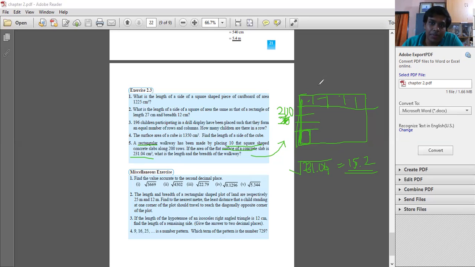200, and on the other side there will be 10 of those slabs, right? This side will have 200, this side will have 10. That's how the rectangle is made. So 200 into 15.2 and 10 into 15.2 will be your answer. 152.